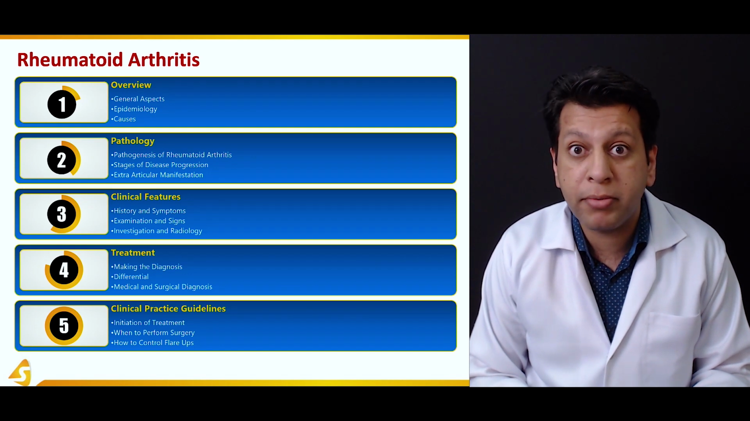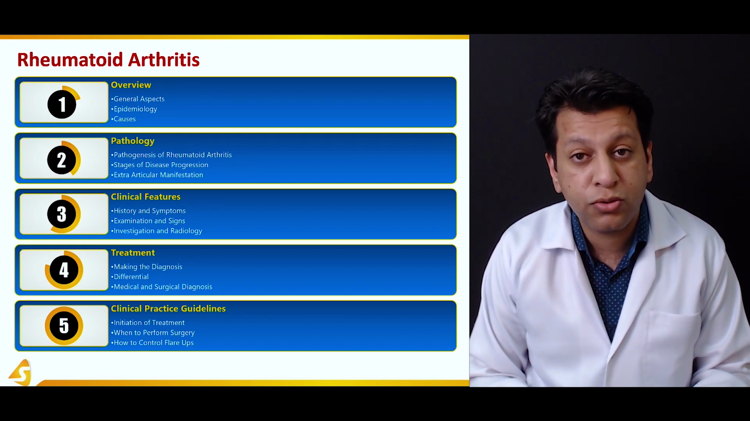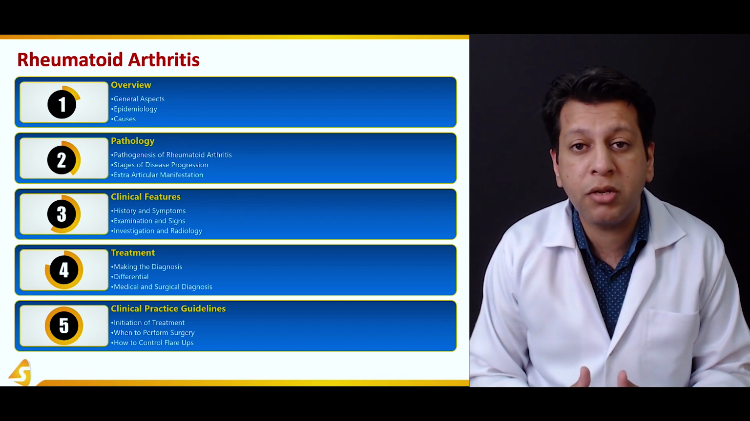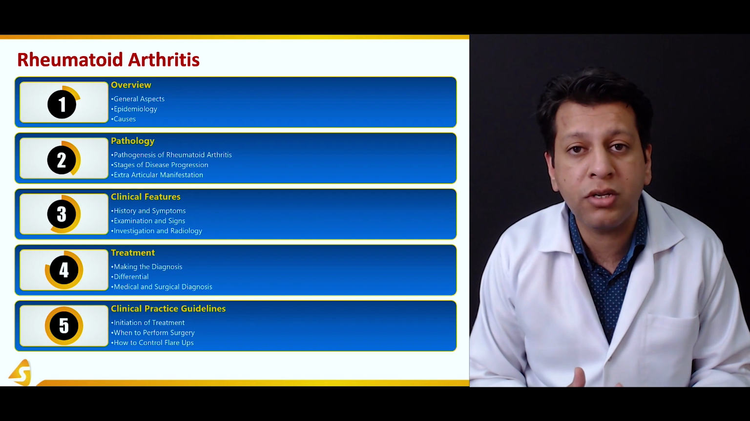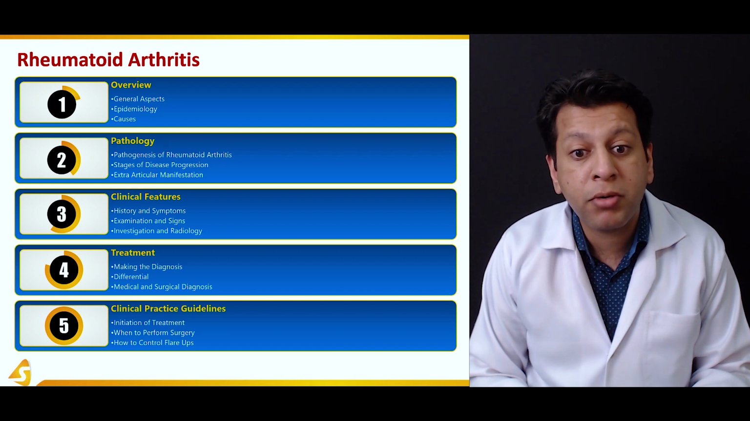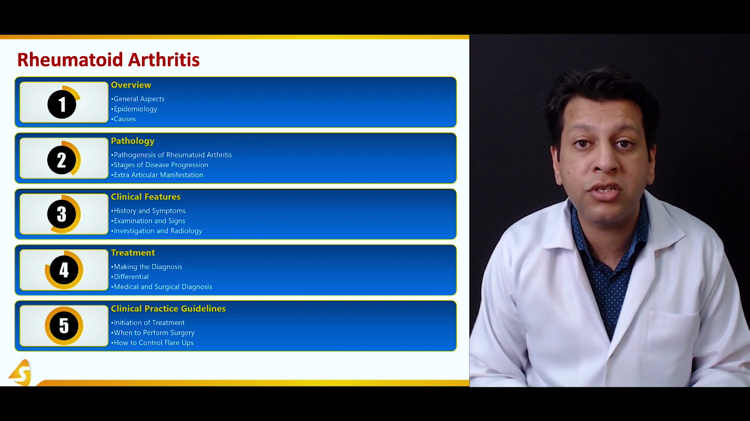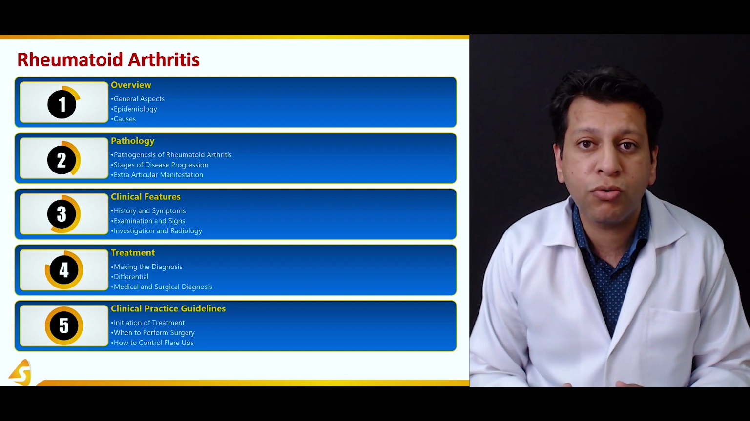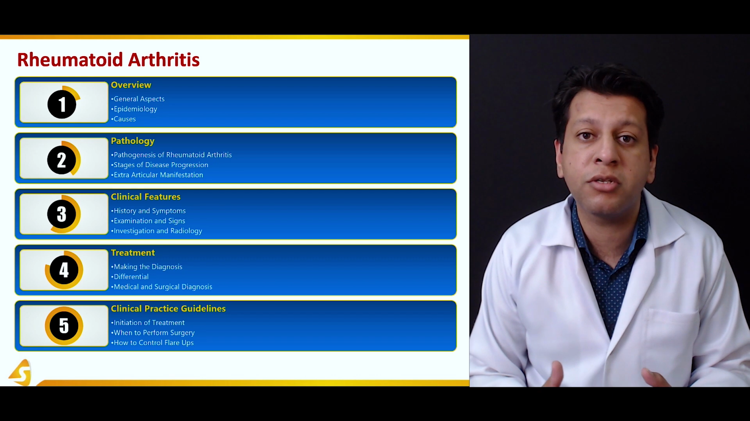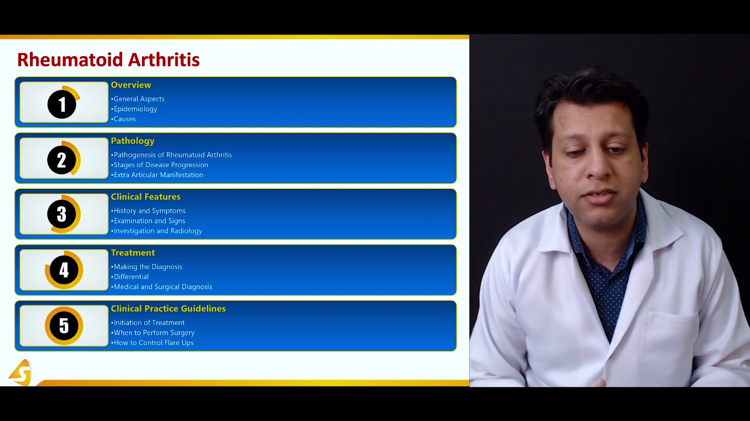Then we'll be going through the epidemiology and its causes, what causes these symptoms to develop, and what are the factors which play a role in the development of rheumatoid arthritis. Then we'll be going through the pathology, that is the pathogenesis of rheumatoid arthritis, how the stages actually progress, what is the natural history of the disease, and how the disease progresses from the first stage to the last stage.